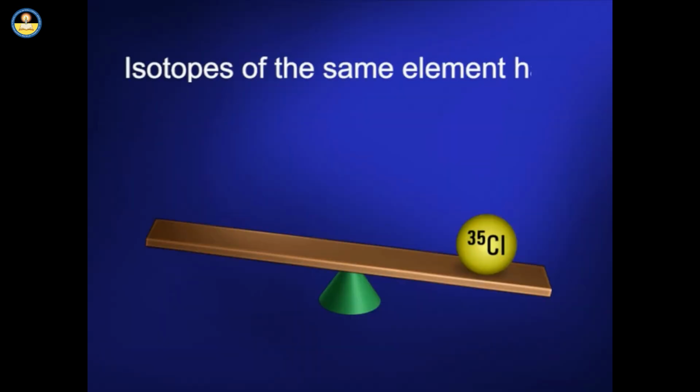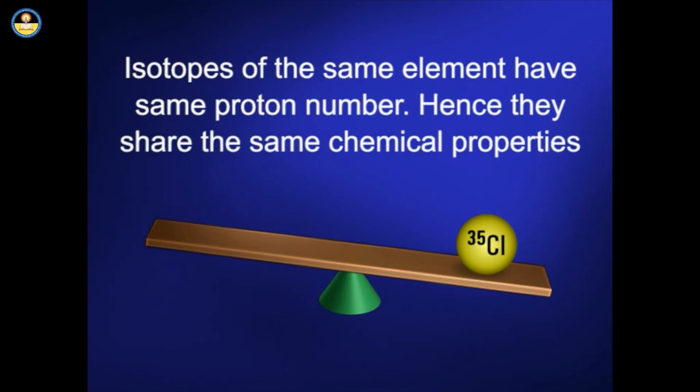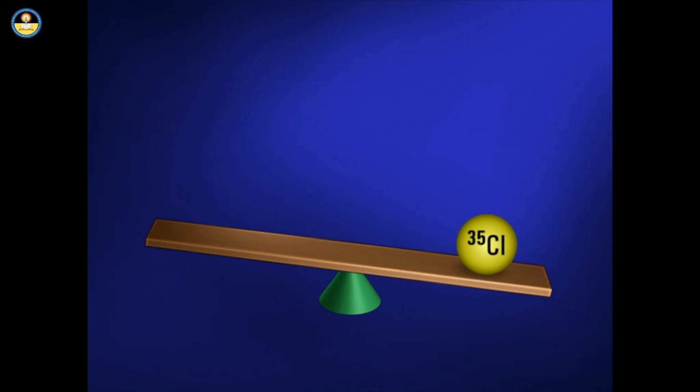Isotopes of the same element have same proton number. Hence, they share the same chemical properties. They have different masses and can be shown with the help of an experiment.